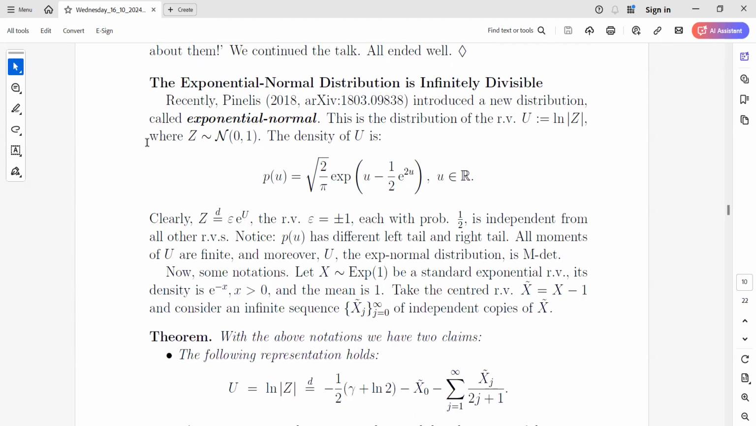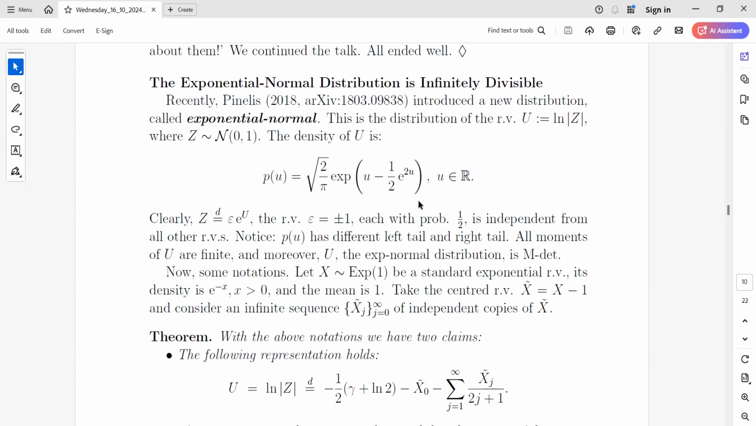And now we have something else also involving the normal distribution, something which I liked very much. It is based on the paper by Joseph Pinelis at arXiv. I didn't find another, but it seems that Joseph confirmed that there was no real publication in a journal. So he called this the exponential normal. We take Z, we know what Z is, the absolute value, and the logarithm. And this way we easily calculate the density. The values are on the whole line. And this is the relation between Z and this: epsilon, plus or minus 1, a Rademacher random variable, independent from everything else.